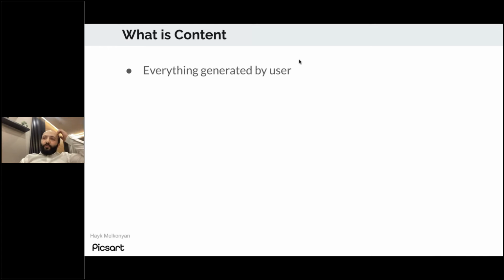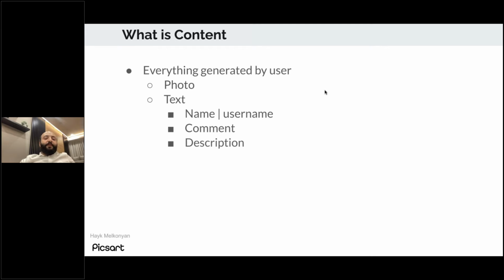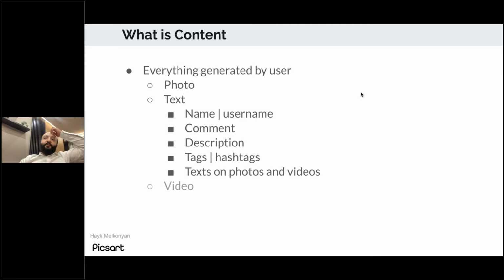First of all, you need to deal with content. What is content? Let's define. Everything generated by a user is content. It can be a photo or text, and every text, even a name or username, comment, description, tags, and also text on photos or videos, is content. Video, audio, and the same fields generated by your application or auto-generated are also content.